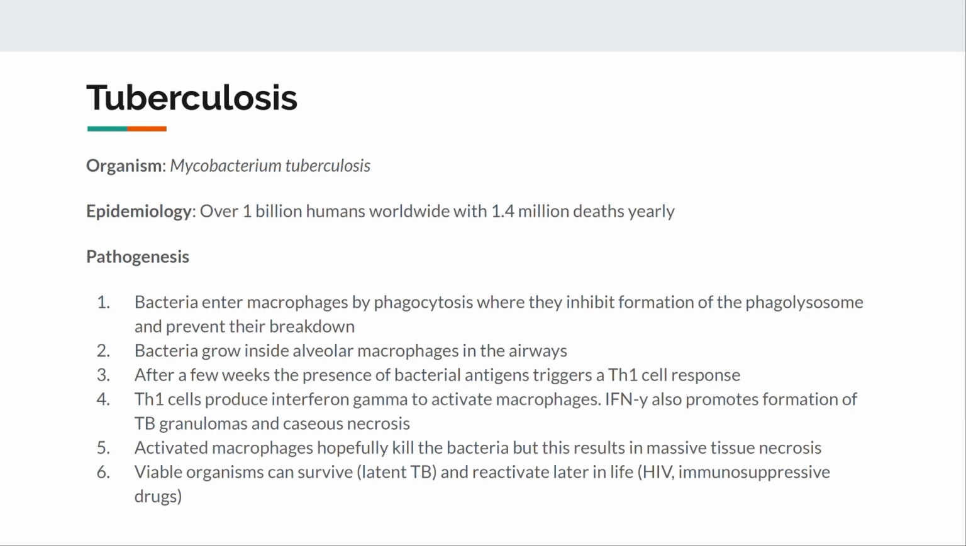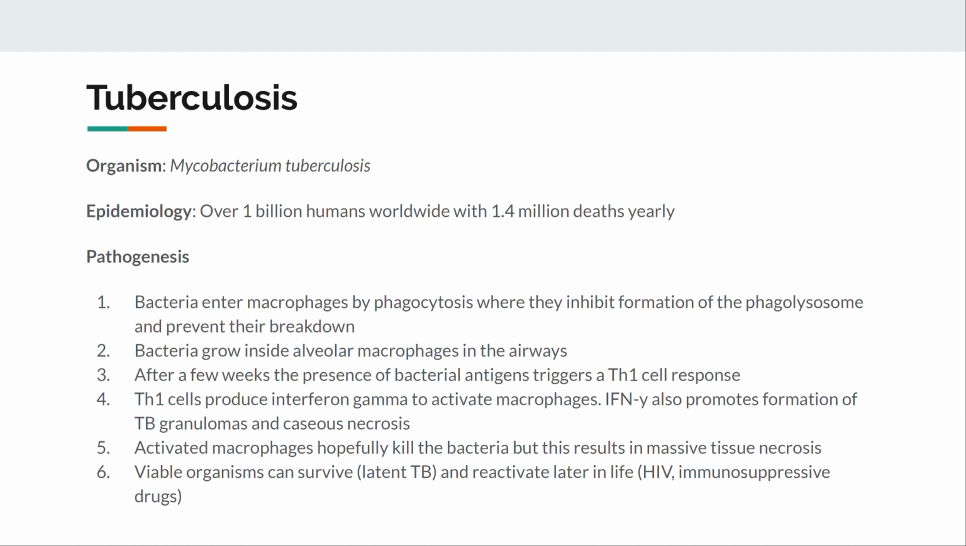So then the bacteria grow inside of the alveolar macrophages in your airway, and after a few weeks, you finally get a T helper 1 cell response because the macrophages have realized that they're unable to destroy this bacteria. The T helper 1 cells then produce interferon gamma to make those macrophages become activated. That's what then leads to this massive inflammatory response that leads to caseous necrosis and granuloma formation.